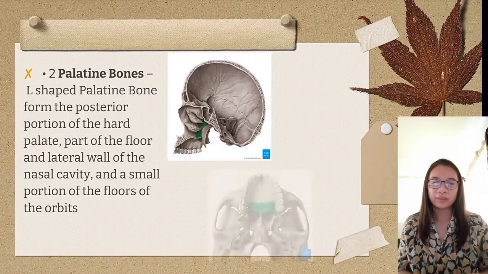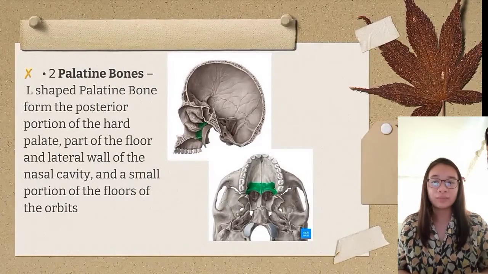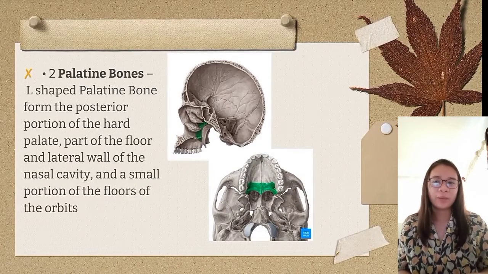Two palatine bones. It is an L-shaped palatine bone from the posterior portion of the hard palate. It is a part of the floor and lateral wall of the nasal cavity. Thus, it is a small portion of the floors of the orbits.